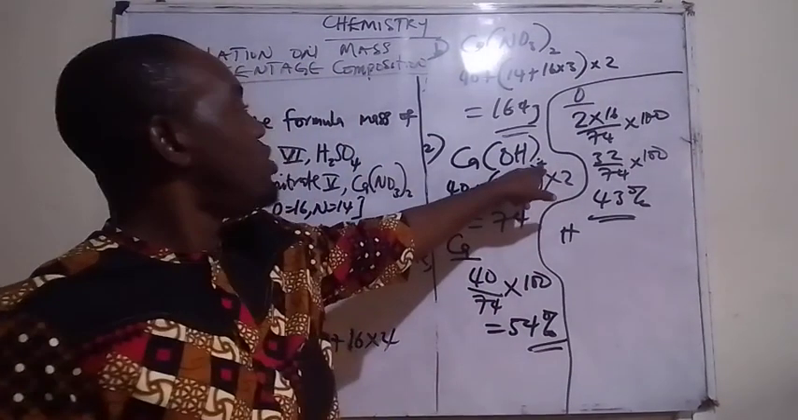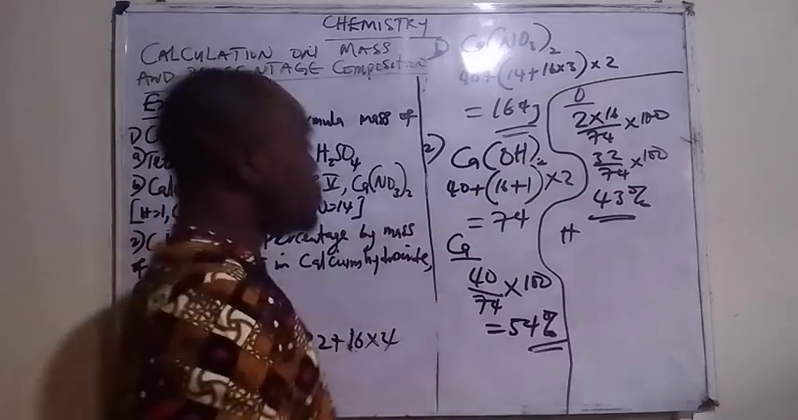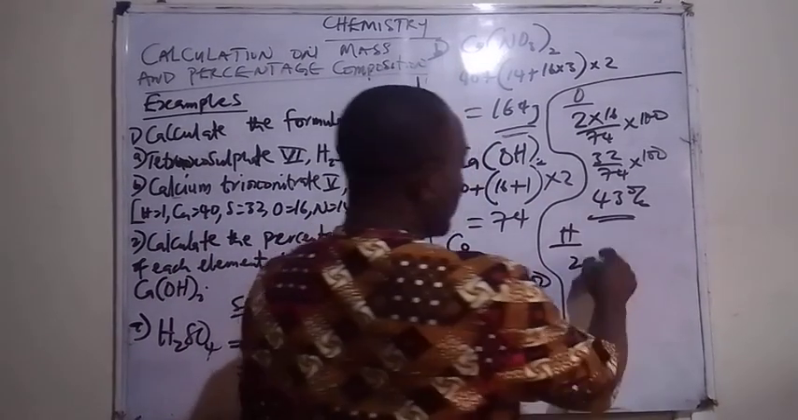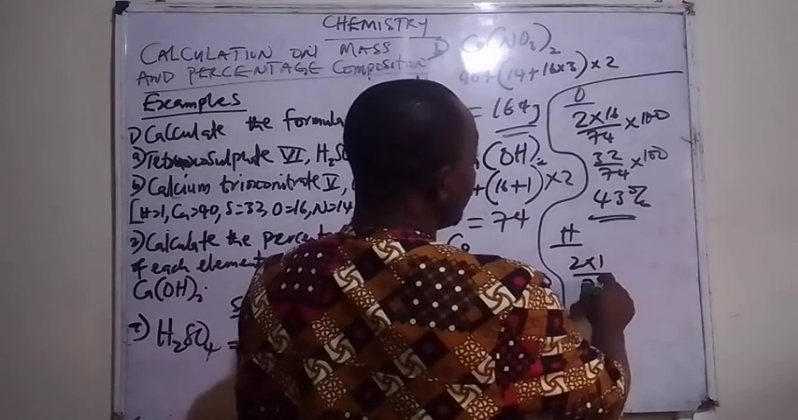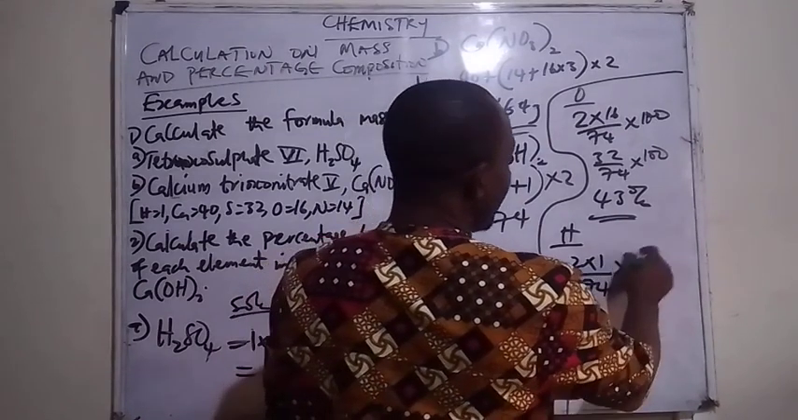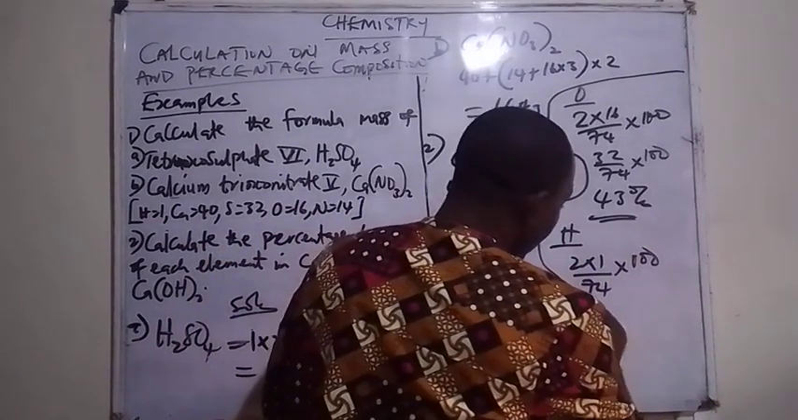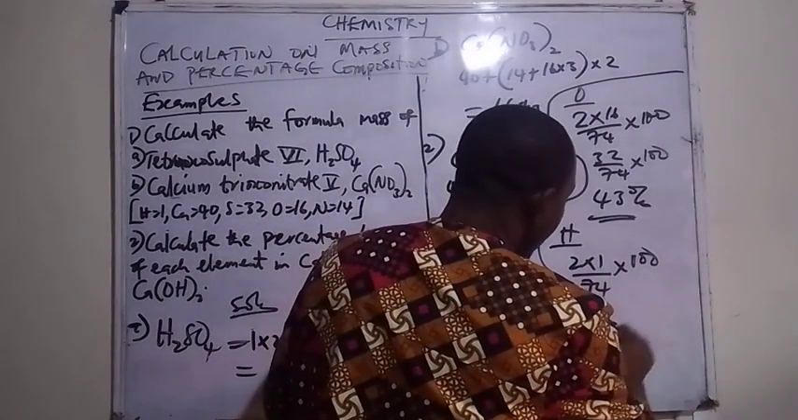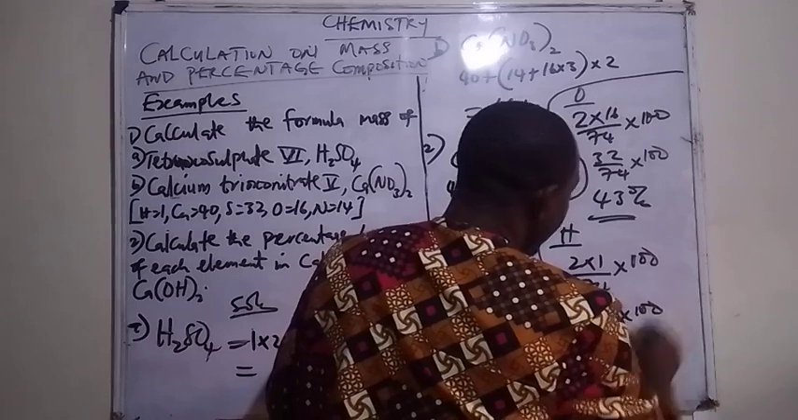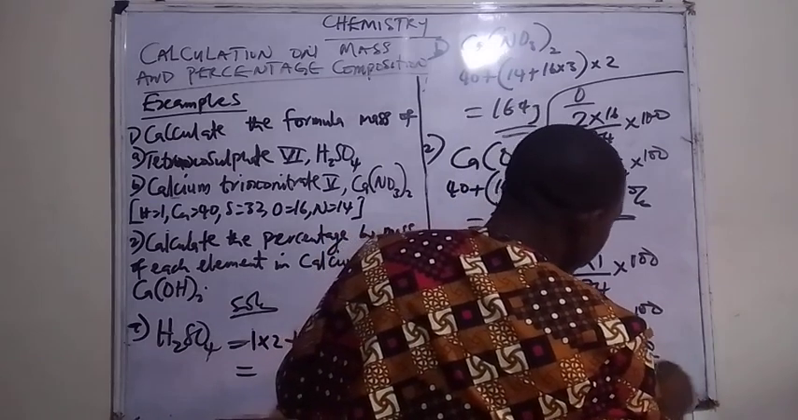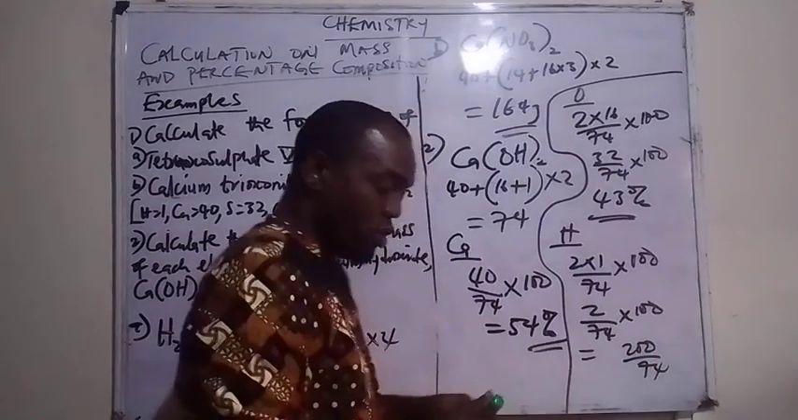In hydrogen, the 2 is still affecting the hydrogen, so that 2 must also be reflected. So we now have 2 times hydrogen, which is 1, over 74 times 100. Are you getting it now? So 2 times 1 is 2. We now have 2 over 74 times 100, more like 200 over 74. That's 2 times 100 will give us 200.